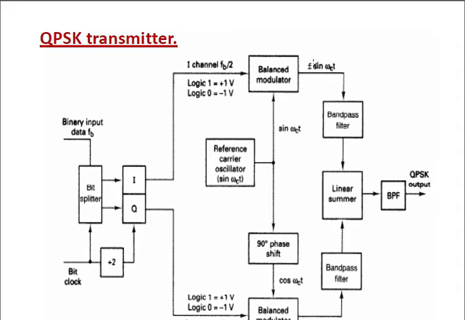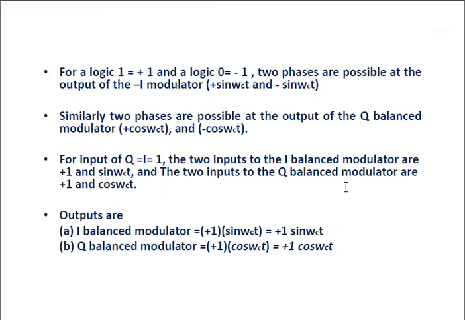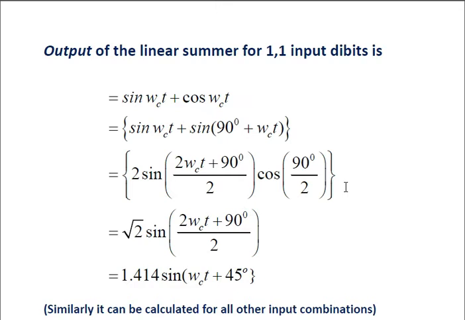Once the balance modulator is generated as it is, the signal from the data is coming from the I channel, and for this balance modulator the data has a phase shift of 90 degrees with respect to the above balance modulator. Both signals pass through the band pass filter, and finally come to the linear summer. Then in the case of the linear summer, what happens?